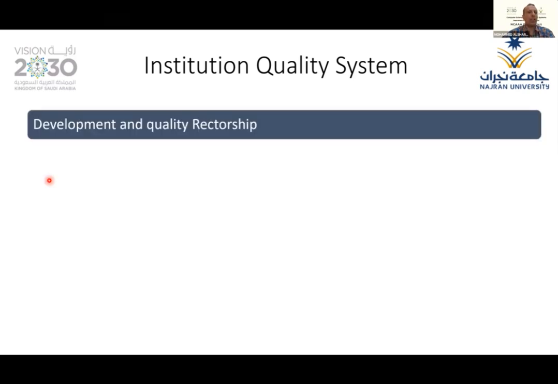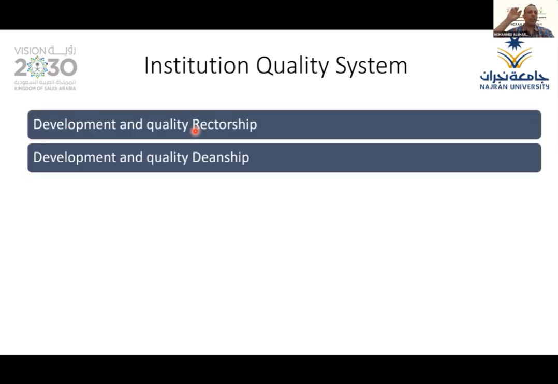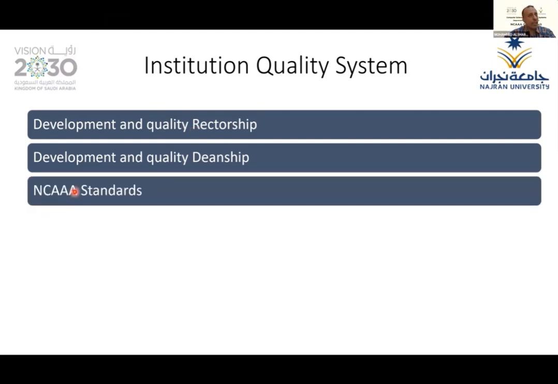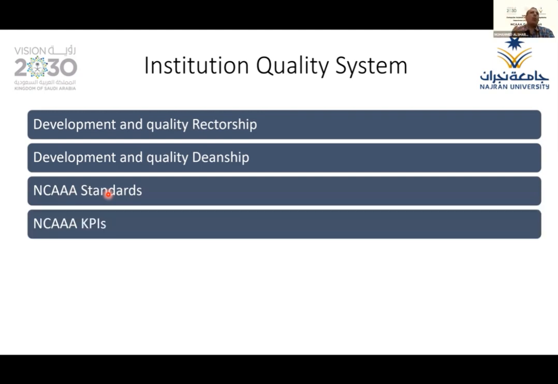which is really aligned with the quality system at the institutional level, because they may ask, is your quality system aligned with the university and institutional system? Yes. We have a development and quality rectorship. We have a development and quality deanship. They have some defined procedures, some defined mechanisms, some defined systems. We have NCAAA standards, which the university and the country adopt. The university and NCAAA define some specific KPIs.